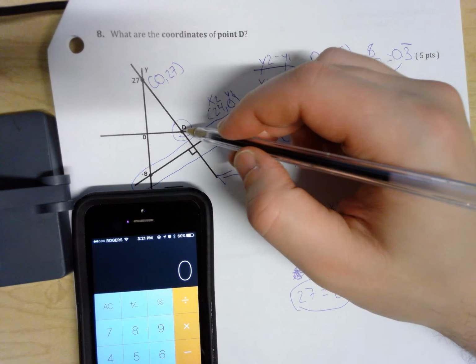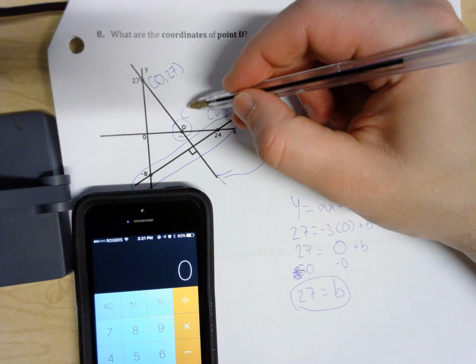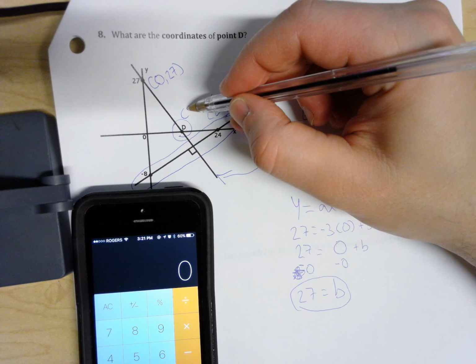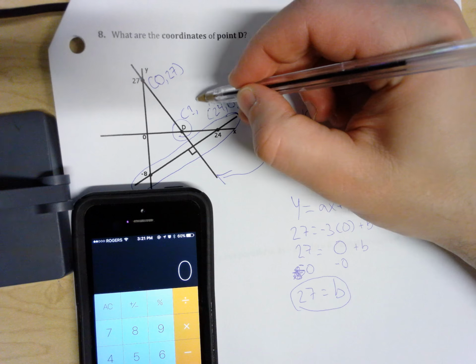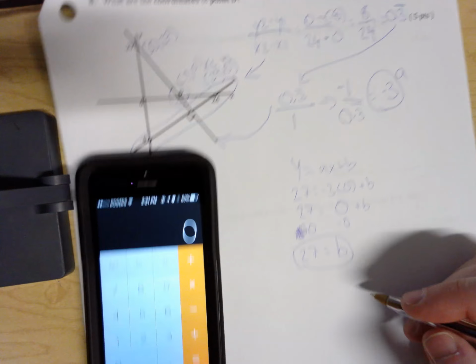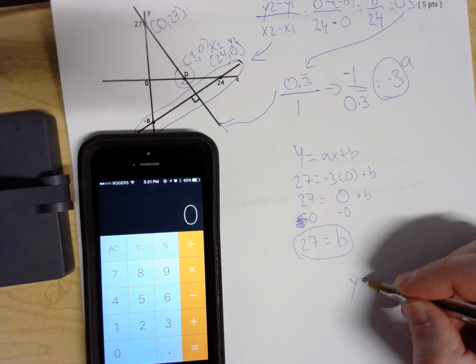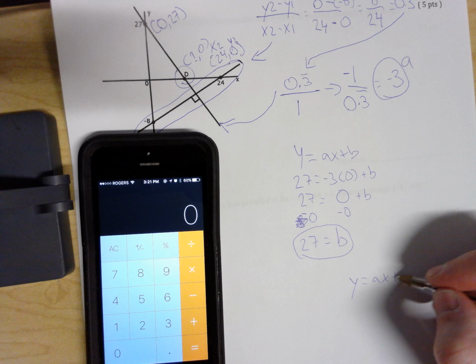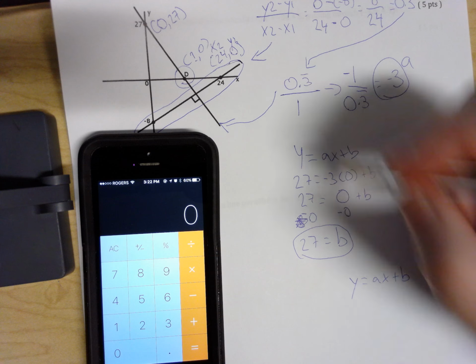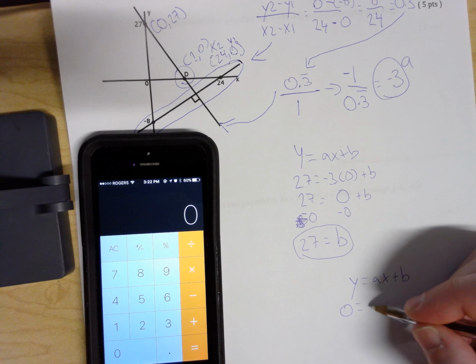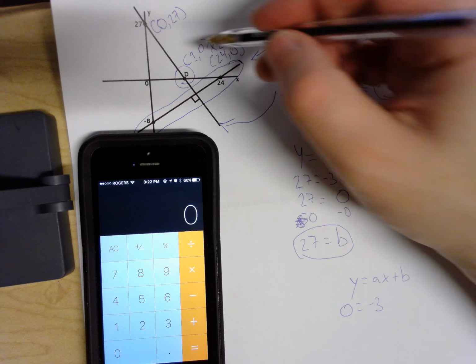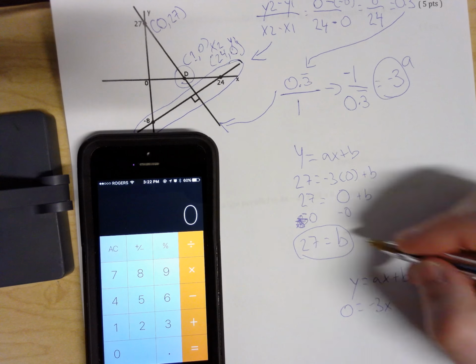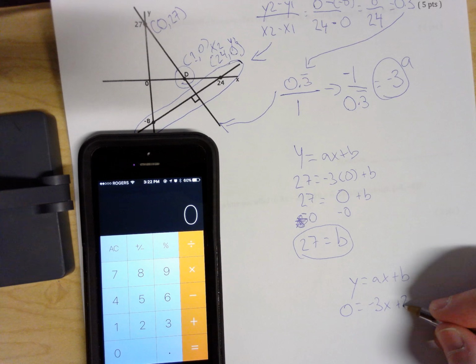Now you need to use that point D. Now remember, it is an x-intercept, so you don't know what x is, but you know that y is 0. So now we're going to solve that down here. y is equal to ax plus b. So our y is 0, our a is -3, our x is unknown, and our b is 27.